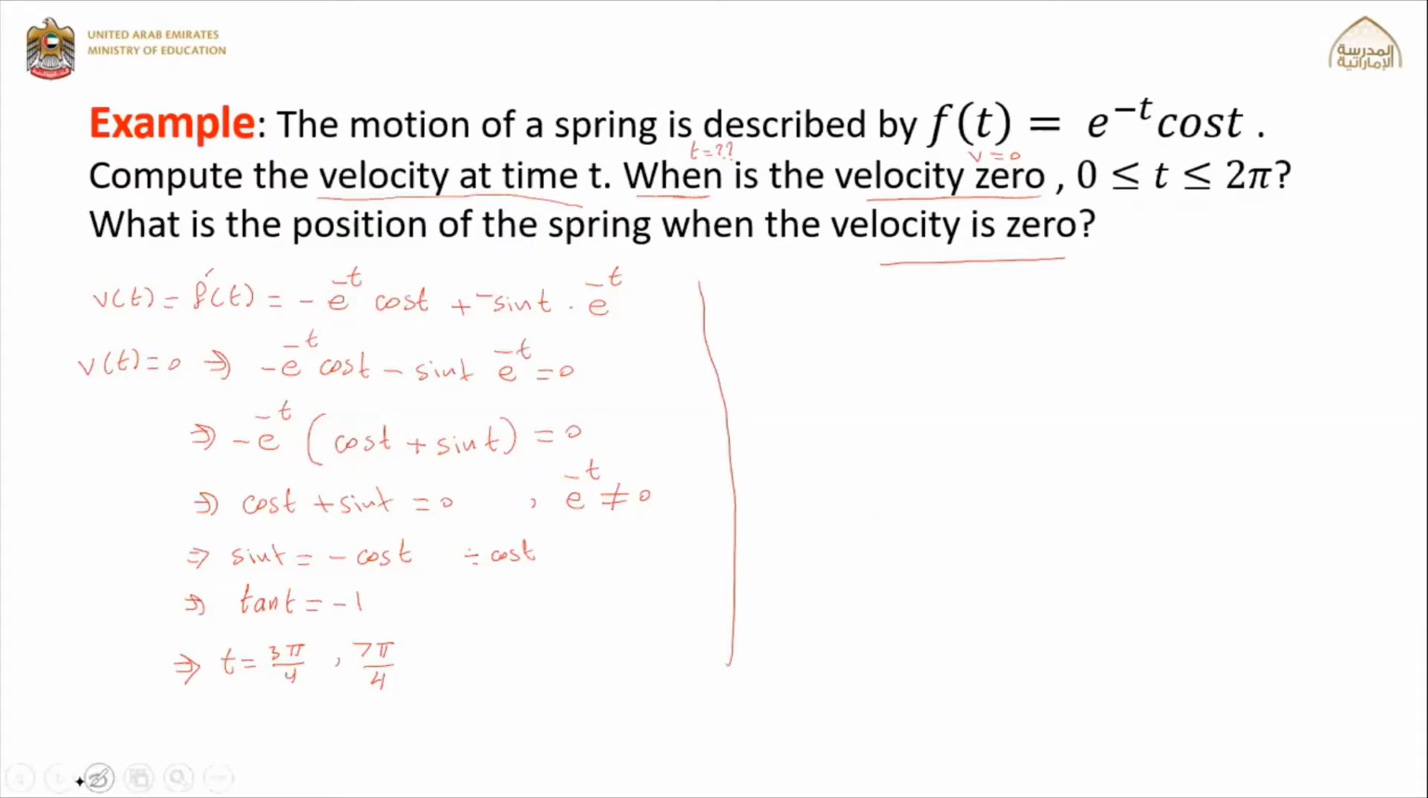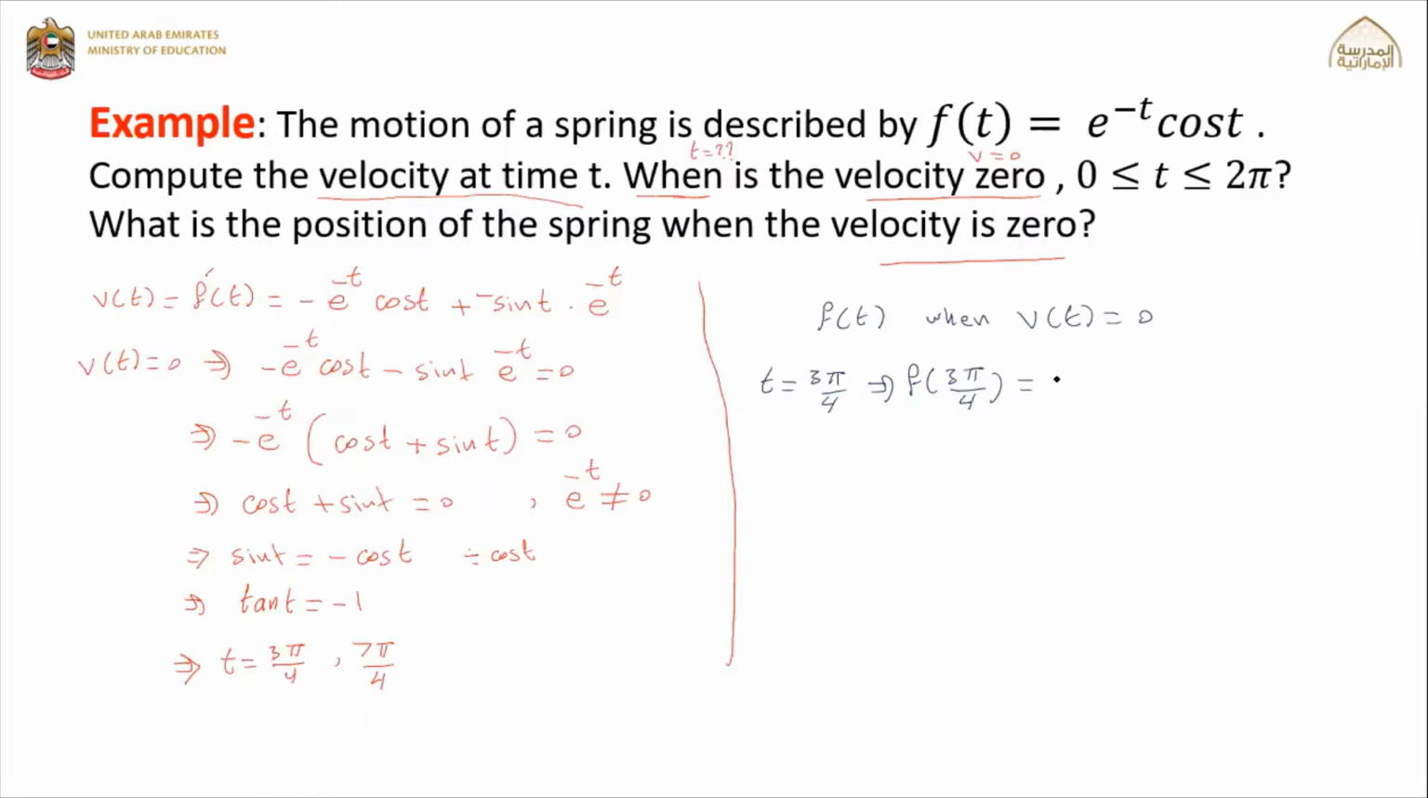Now, what about the position of the spring when the velocity is 0? So I need f of t when v of t equals 0. I will take the first one, t equal 3 pi over 4, and find the value of f. I will substitute 3 pi over 4 in the function f of t equal e to the power negative t cosine t. Use your calculator here.